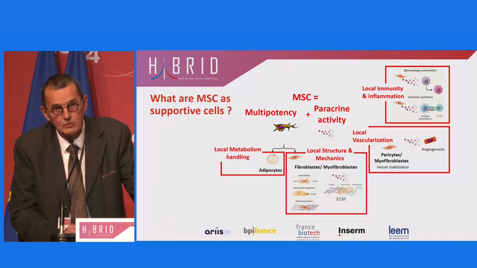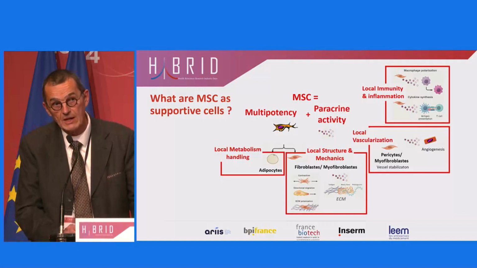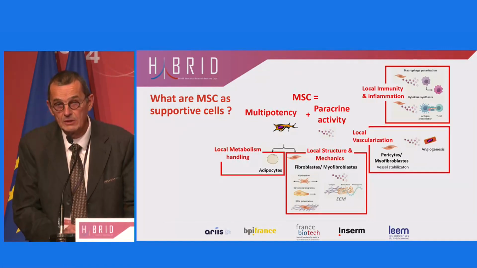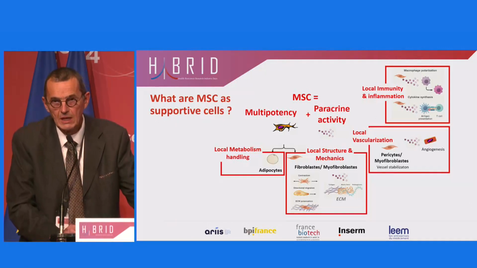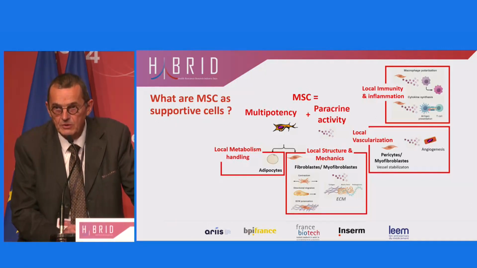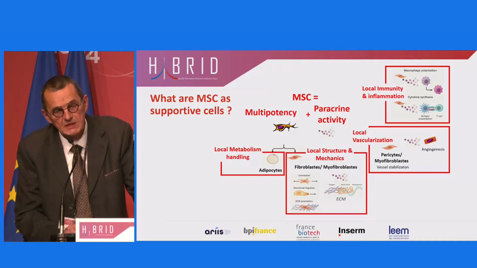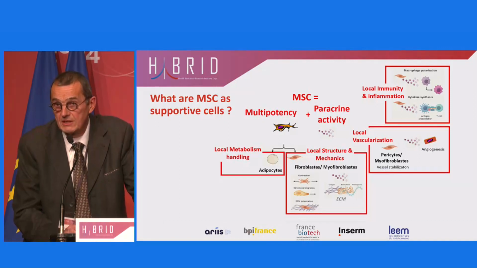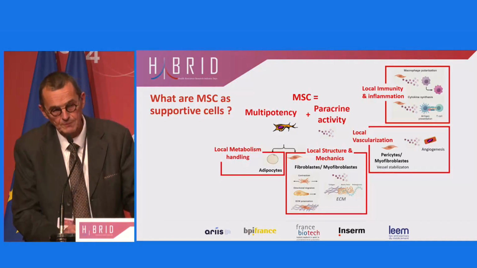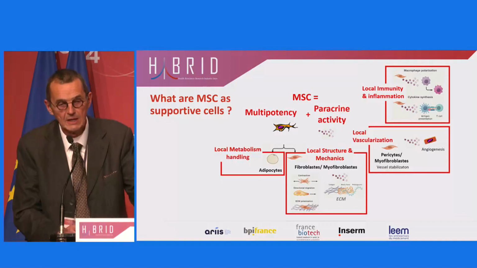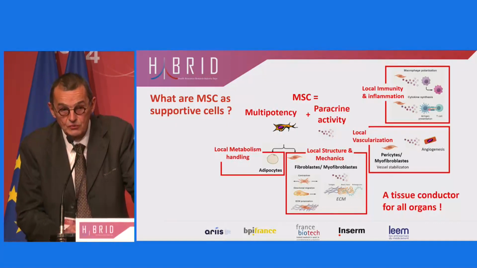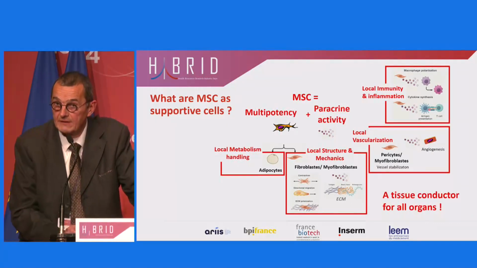They play also a great role in the structure because, in fact, they give rise to fibroblasts. They are responsible to secrete extracellular matrix, and they are involved in their remodeling. And finally, also, they have a great capability to handle the metabolism through their capability to differentiate into adipocytes. So, through all of these functions, they behave as a true conductor for all organs.